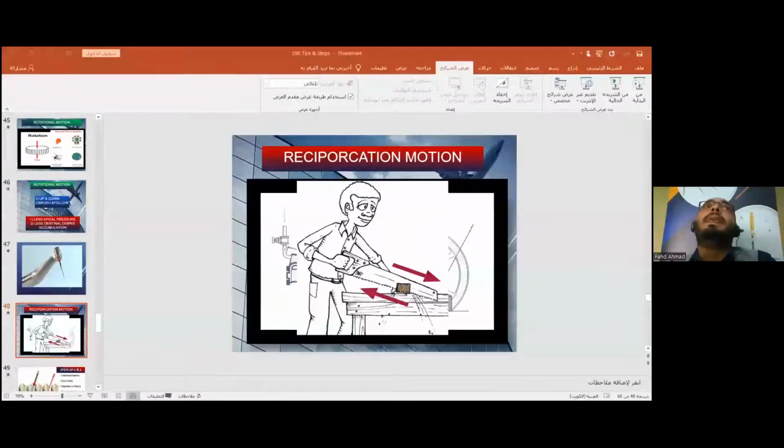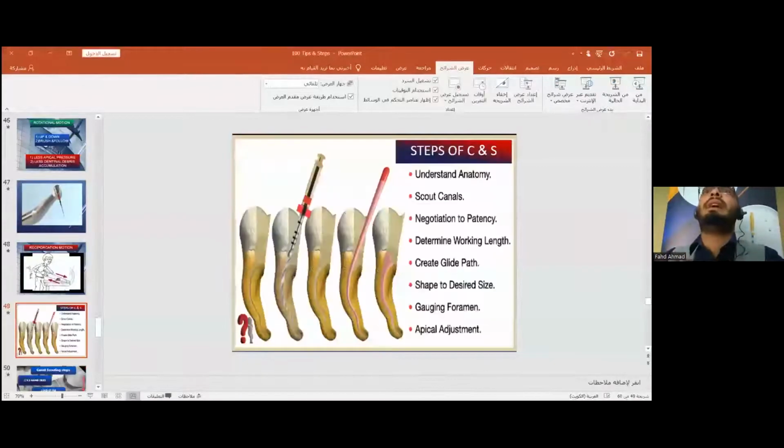Okay. The second step is scouting canals, which also, let's go out and come back to see my slides. Here we are, scouting canals, which also has many steps. Let's go to know them, the steps of canal scouting.